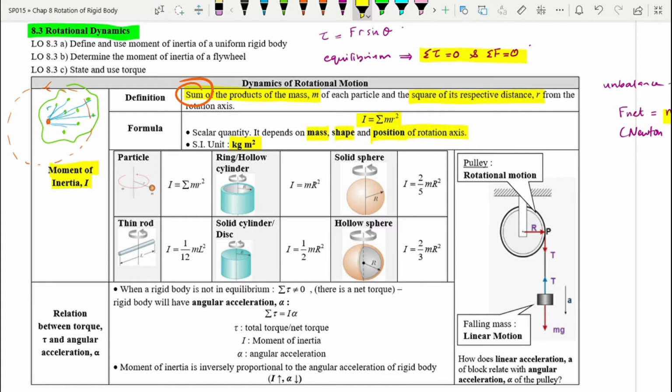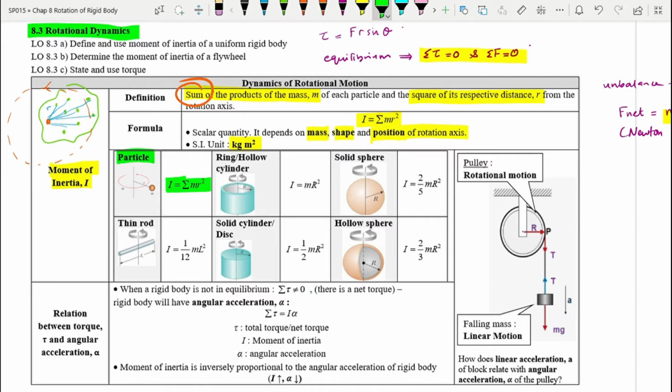Okay, contoh yang pertama, kalaulah objek dalam soalan tu dia just mention object tu as particle. Okay, so kita just menggunakan general formula untuk moment of inertia, which is mr square. Okay, so kalau kita treat dia as one particle, so dia akan ada satu mass dan dia akan ada satu R. Okay, just gunakan formula I equals to mr square.